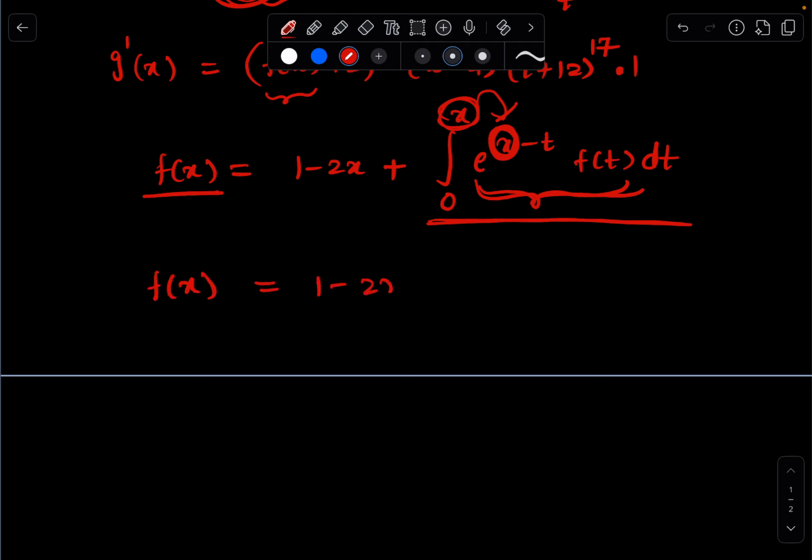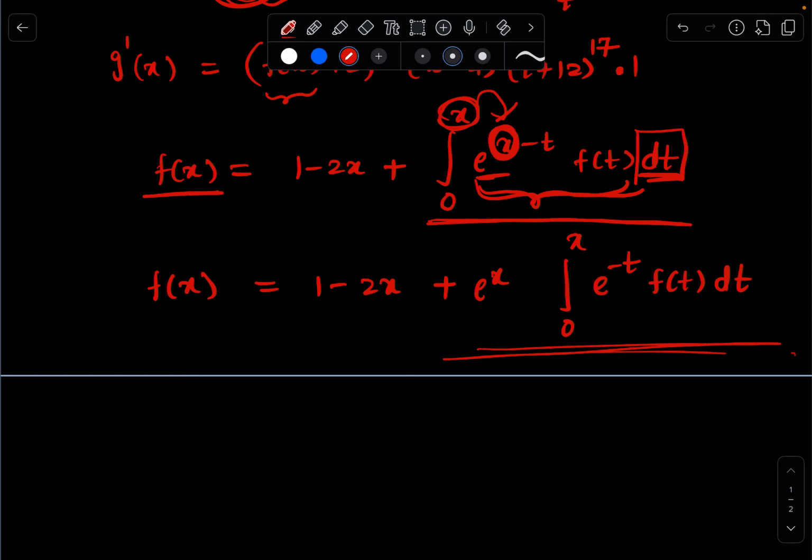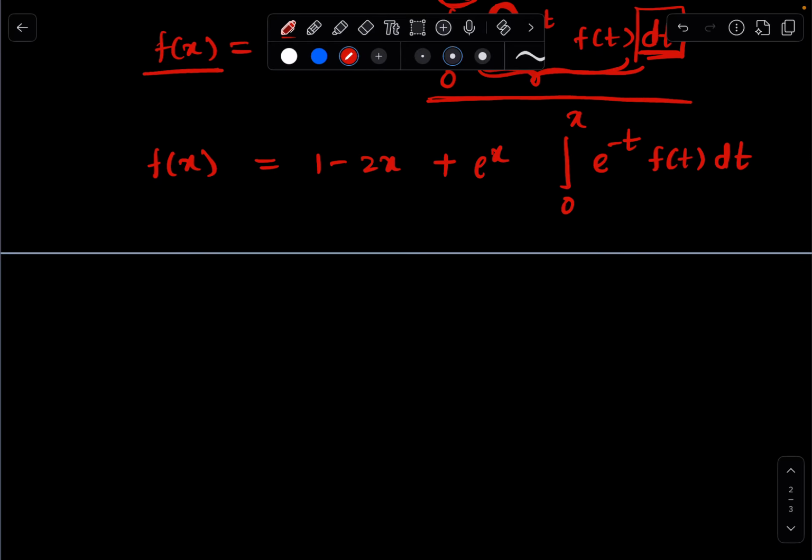So before differentiating on both sides, since the integral is with respect to t, we can bring out this e to the power x and write the integral from 0 to x of e to the power minus t f of t dt. Explaining this step is the only reason why I have chosen this question. This is a very, very common mistake that most people will make and end up solving the questions incorrectly.